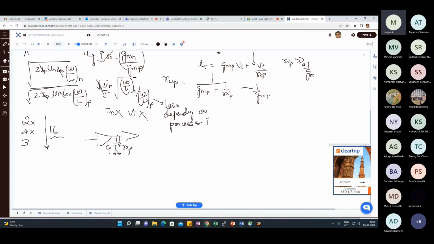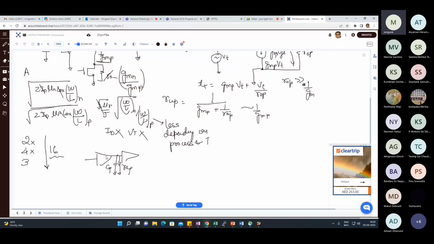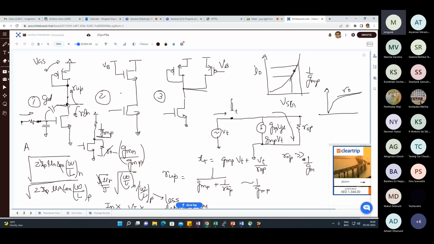The pole will basically be determined by C equivalent and R equivalent. So I can figure out simply what the pole is. In this case, between this point and ground, because this is the input of the amplifier and this is the output of the amplifier, at the output node, what is the net R equivalent between this node and ground? R up parallel R down. So that is simply equal to 1 upon GM.